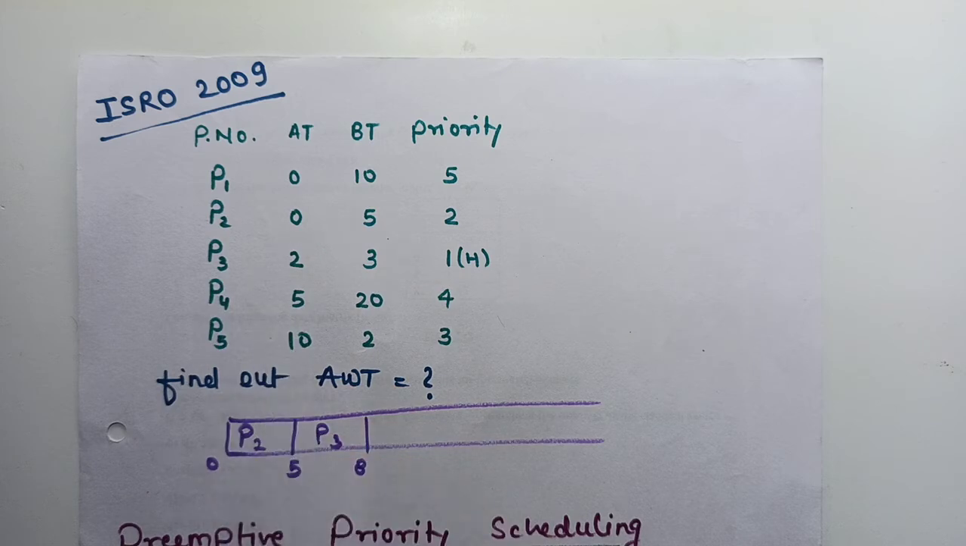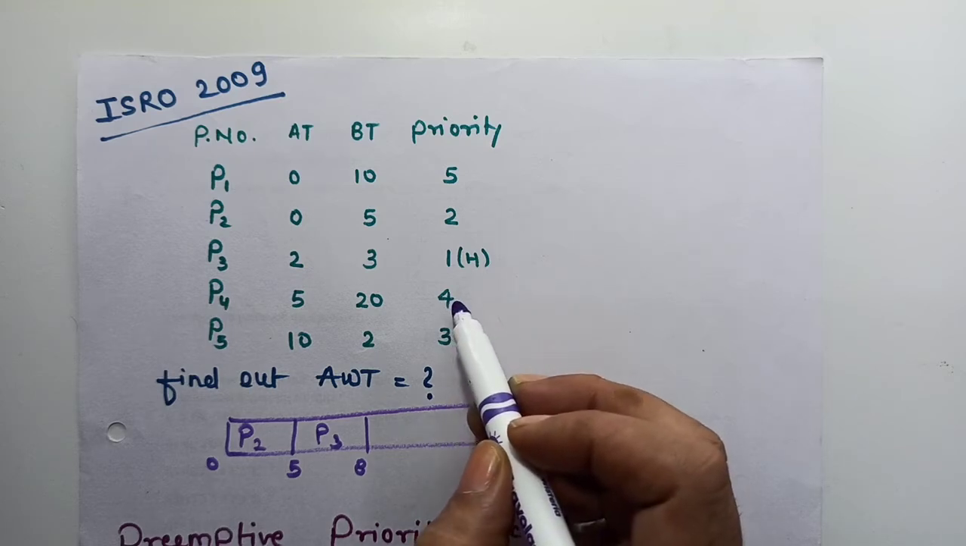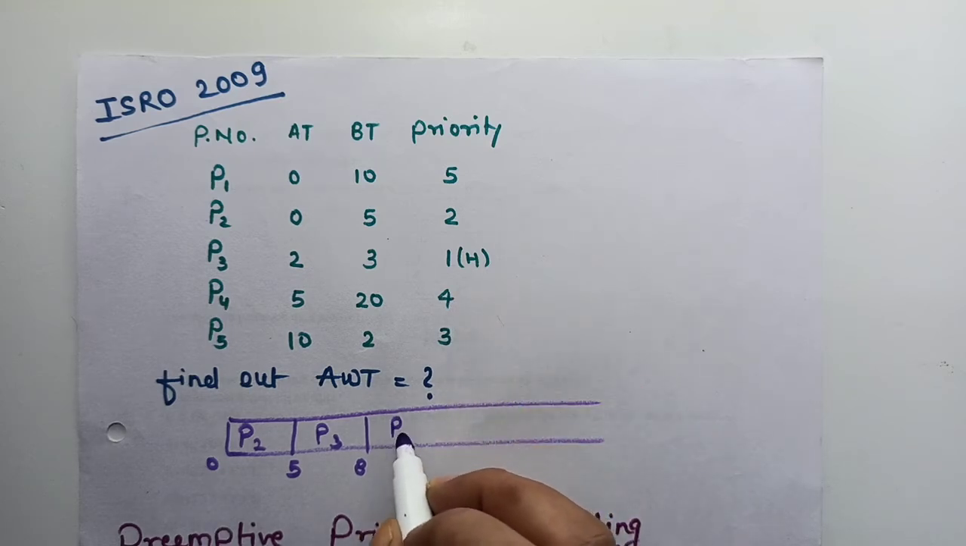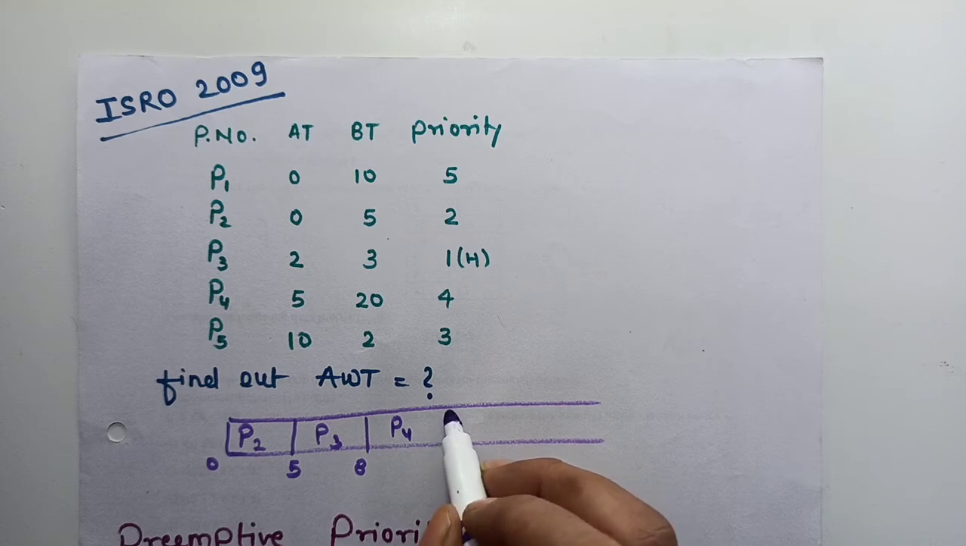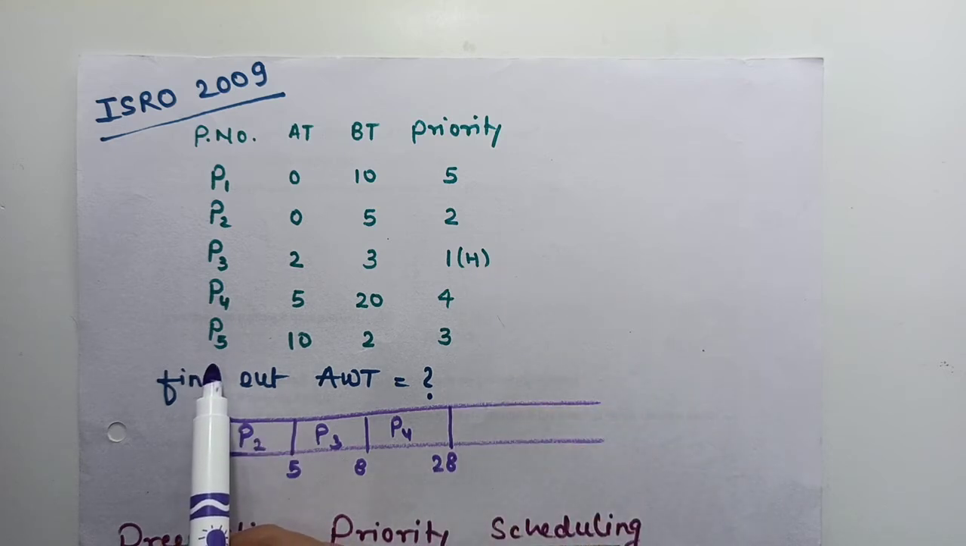Now P2 and P3 have been executed. The next process, at time 8 we have two processes, P1 and P4. So which process to allocate? See, process P4, which is having 4 as a priority, for 20 units. So it is 28. 8 plus 20, 28, and then till 28 P5 has also arrived.